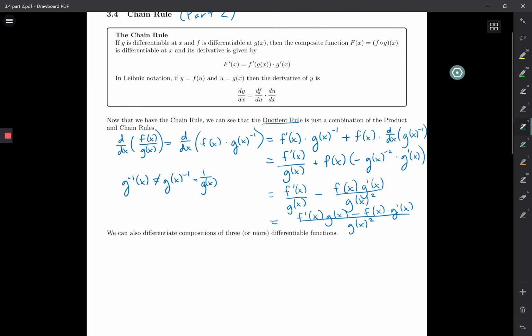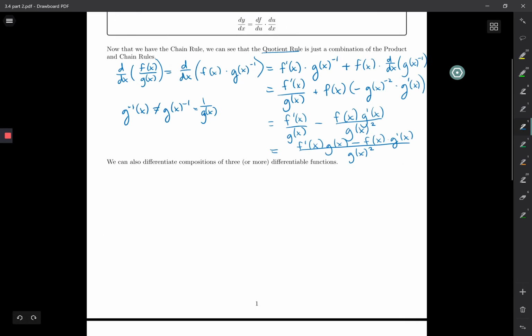So you can see that the quotient rule is really just a combination of the product and chain rules. The nice thing about the quotient rule is that we did all of this simplification and combination, and at the end we got one big fraction. When you use the quotient rule, it's doing that work for you, so you don't have to use the chain rule every time and then combine everything into one fraction. It's convenient, and that's why we use it a lot.